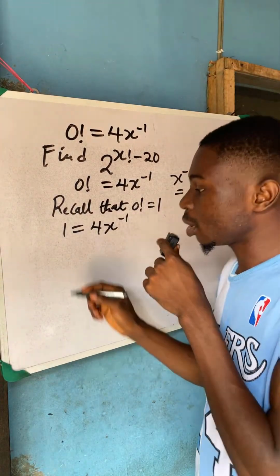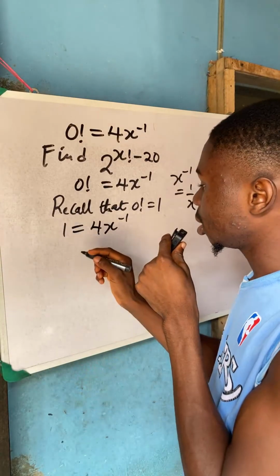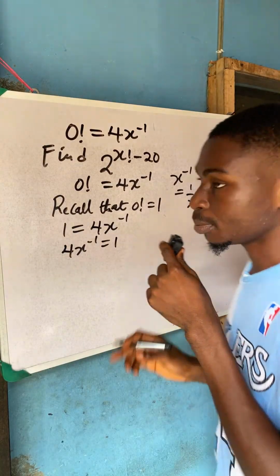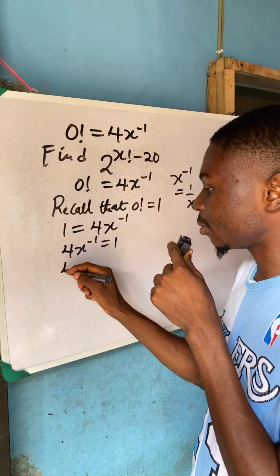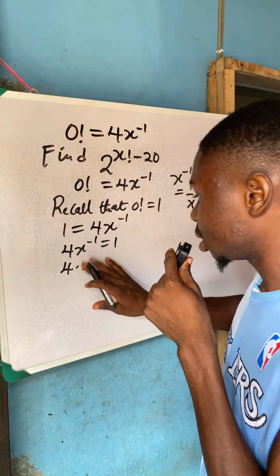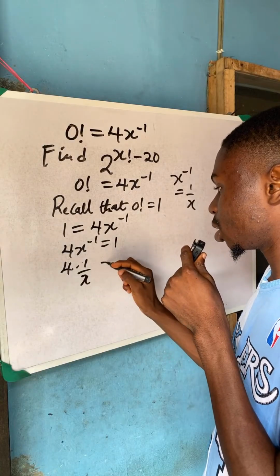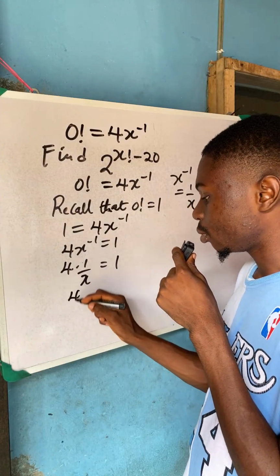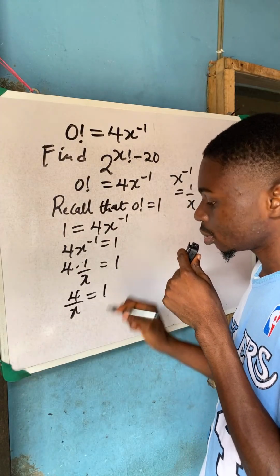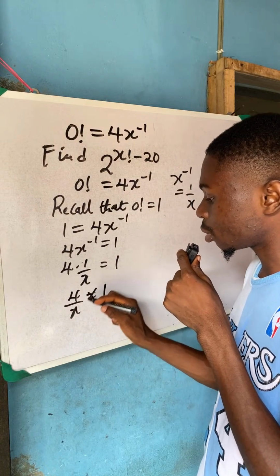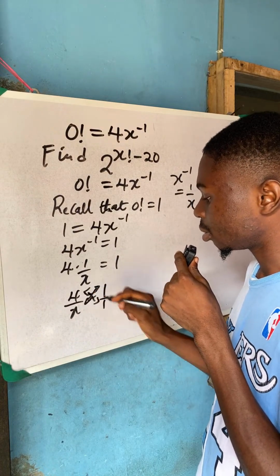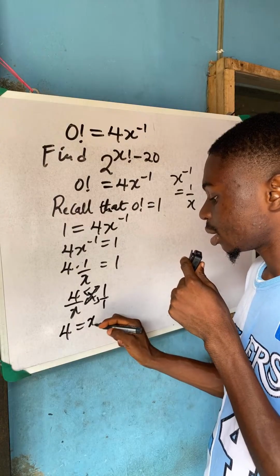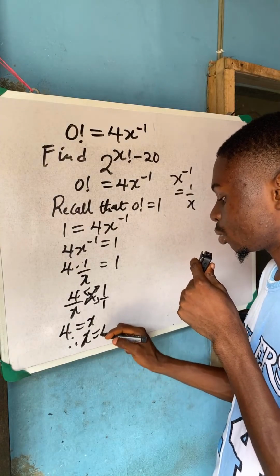So now this equation becomes, I can swap the sides, 4x to the power of minus 1 to be equal to 1. So from this property of indices, I can rewrite this as 4 multiplied by 1 over x to be equal to 1. Right? 4 times 1 will give you 4 divided by x. This is equal to 1. Call this over 1 so that you can cross multiply. 4 times 1 will give you 4. x times 1 will give you x. So therefore the value of x is equal to 4.